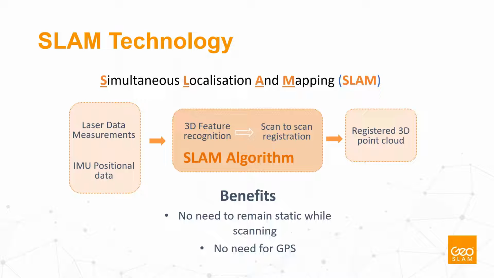So SLAM technology, most of you must be familiar with simultaneous localization and mapping already. In each of our ZEB systems, we use CT SLAM, we collect laser data measurements, and also inertial measurement or IMU unit information. Whether you have real-time system, Revo, or Horizon, the SLAM algorithm does 3D feature recognition and performs scan-to-scan registration based on those features. The process result is a registered point cloud. It doesn't require GPS or being static during the capture.